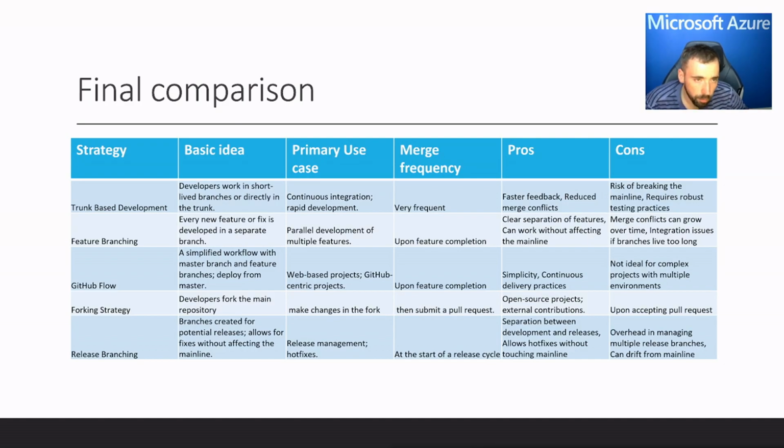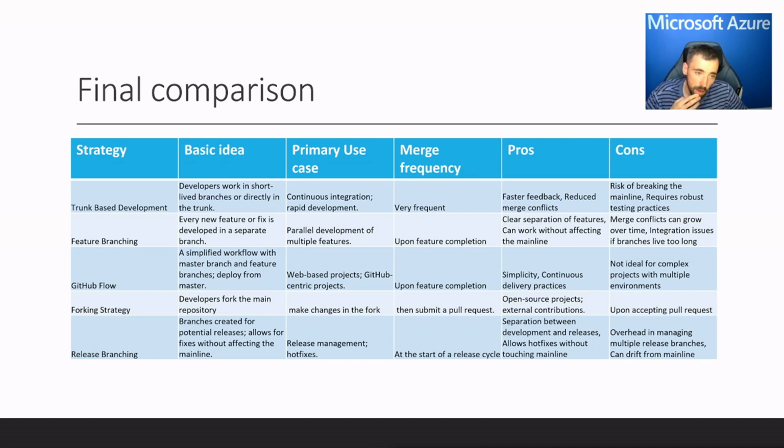Finally, I'll run through some of the cons to call out. So with trunk-based development, we have that risk of breaking the main line. We're making commits directly to main. There's an inherent risk for that, but that can be mitigated against using robust testing practices. For the feature branching strategy, merge conflicts can grow over time, and there are integration issues if branches live too long. GitHub flow, similar to feature branching, not ideal for complex projects with multiple environments. That's one of the disadvantages of that.